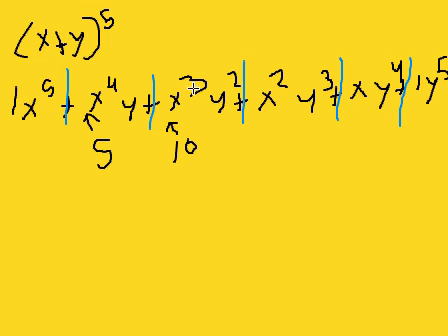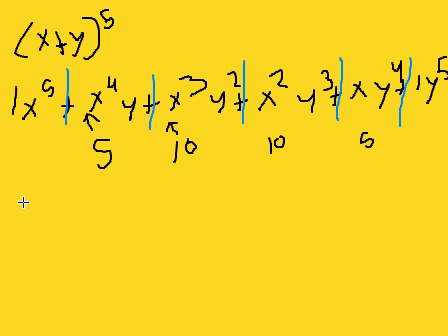So 10 times 3 is 30, divided by 3 is 10. 10 times 2 is 20, divided by 4 is 5. 5 times 1 is 5, divided by 5 is 1. And that's how you can check your answer. You should always end up with 1 on the last term.